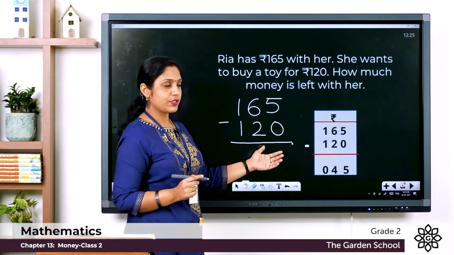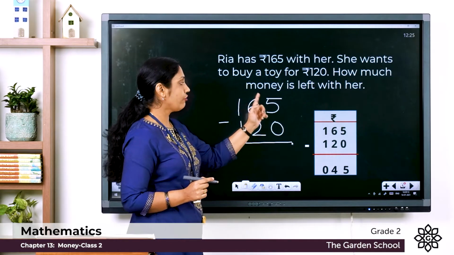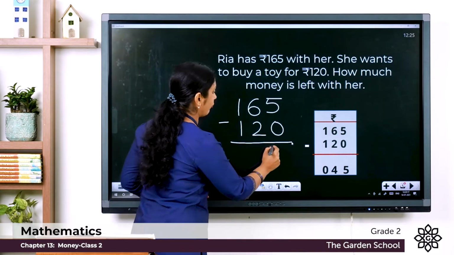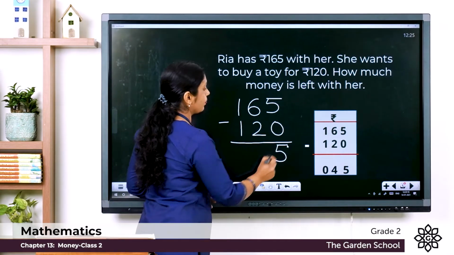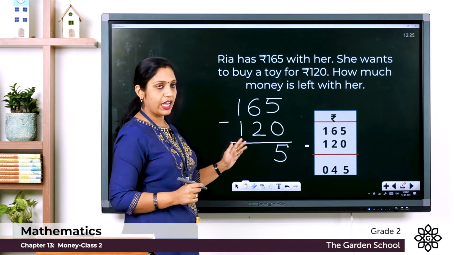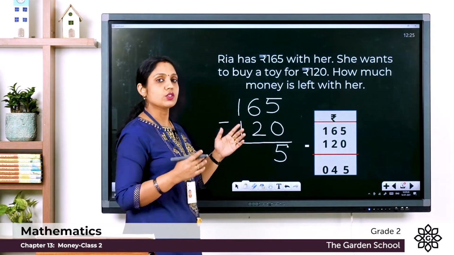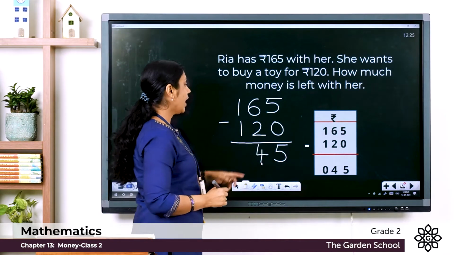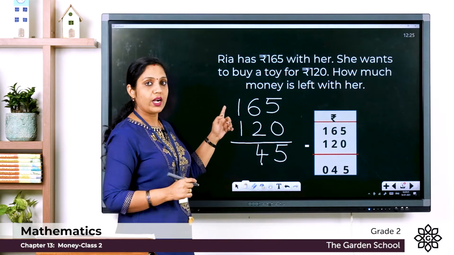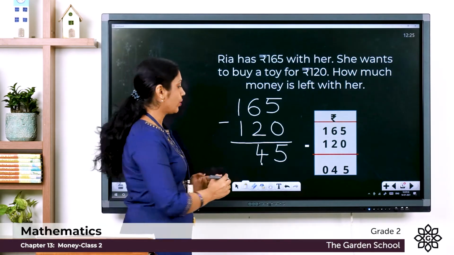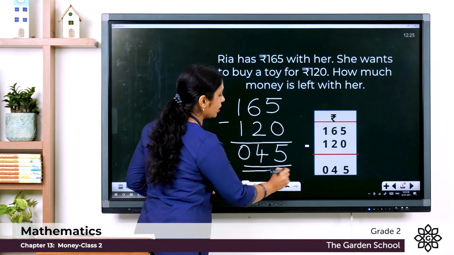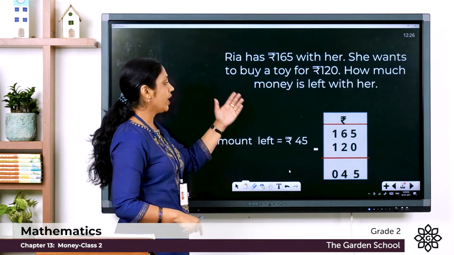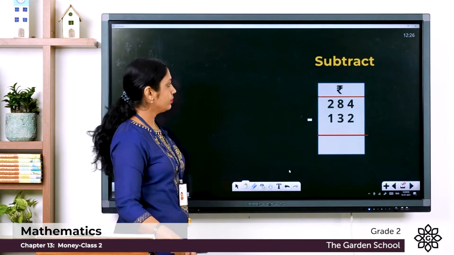Let's start from the ones position. Here in the ones position we have 5 minus 0. And how much is 5 minus 0? It is 5. So write that under the ones place. Now moving on to the tens place, we have 6 minus 2. 6 minus 2 is 4. So we'll write that under the tens place. And in the hundreds place we have 1 minus 1 and 1 minus 1 is 0. So we get the answer 45. So the amount left with Riya is rupees 45.